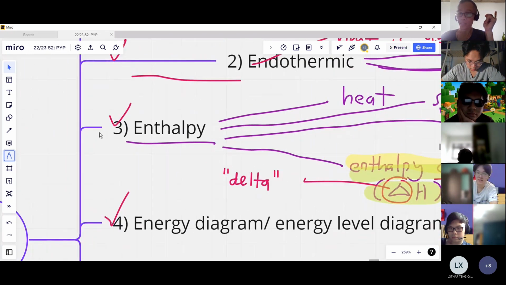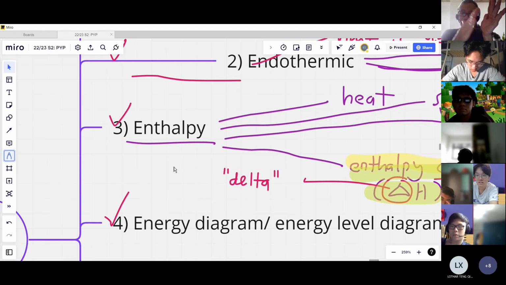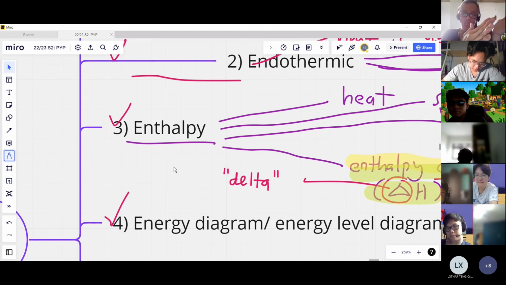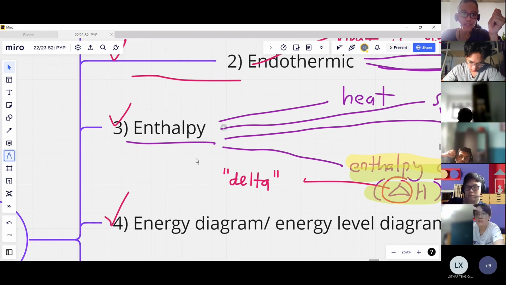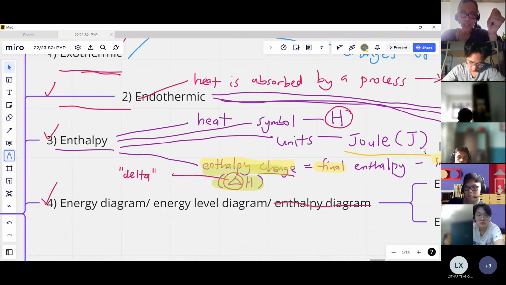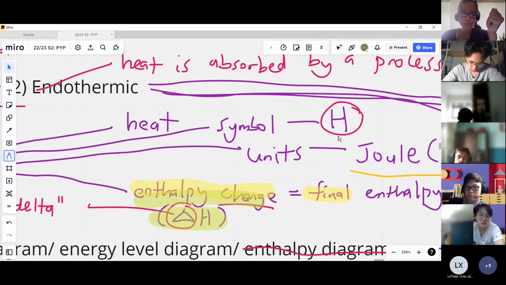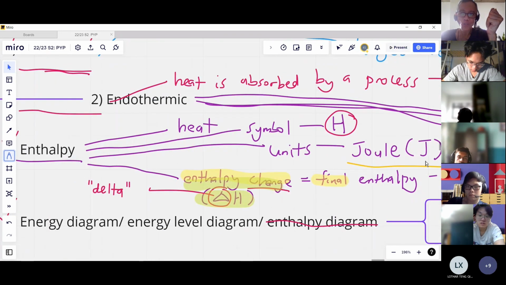The third concept is entropy. Entropy simply means heat. Even though it's beyond your syllabus, this is something you have learned in the past, but you're expected to know the difference between heat and temperature. Heat is energy. Temperature is just the degree of being hot or the degree of coldness. And for entropy, make sure you recognize the symbol is capital H, units joule.